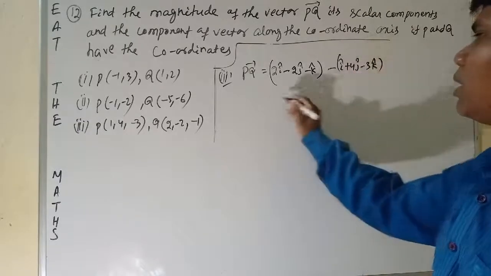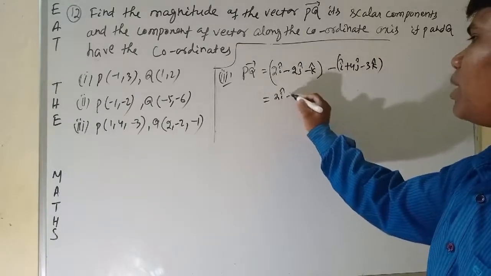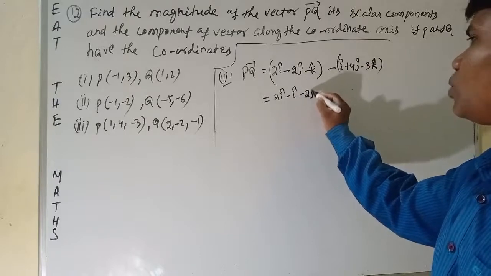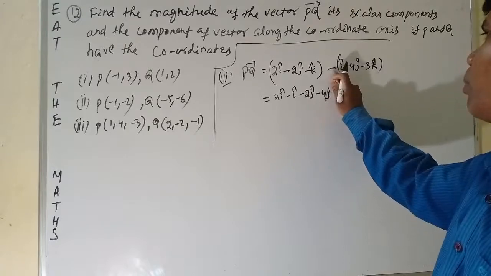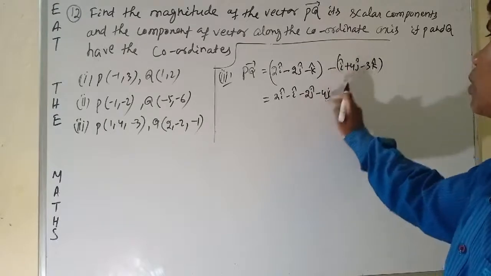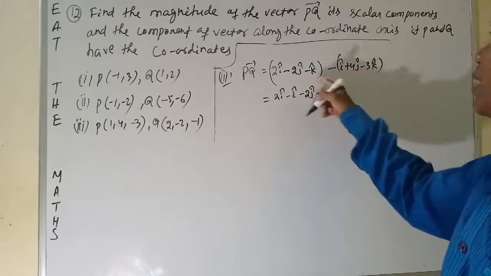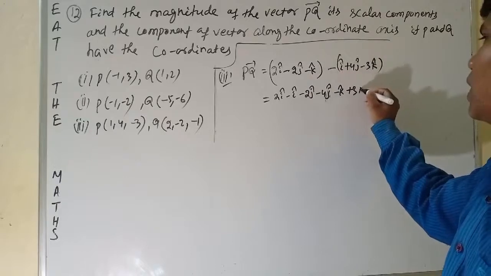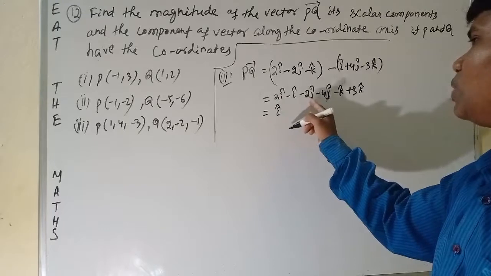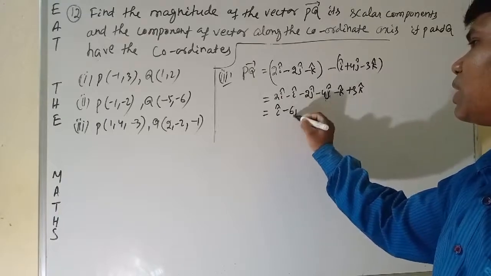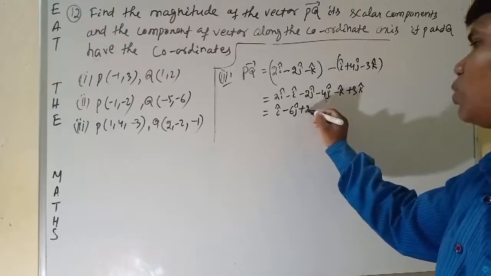That means PQ, how much do you get? 2i cap minus i cap, minus 2j cap minus 4j cap. You see, minus plus minus, minus plus minus. Then minus k cap minus plus 3k cap. That is 2i cap minus i cap, that is i cap; 2j cap minus 4j cap, that is minus 6j cap; minus k cap plus 3k cap, that is plus 2k cap.